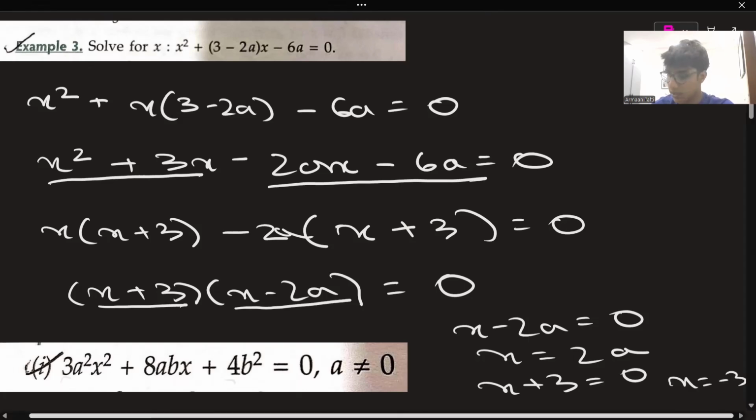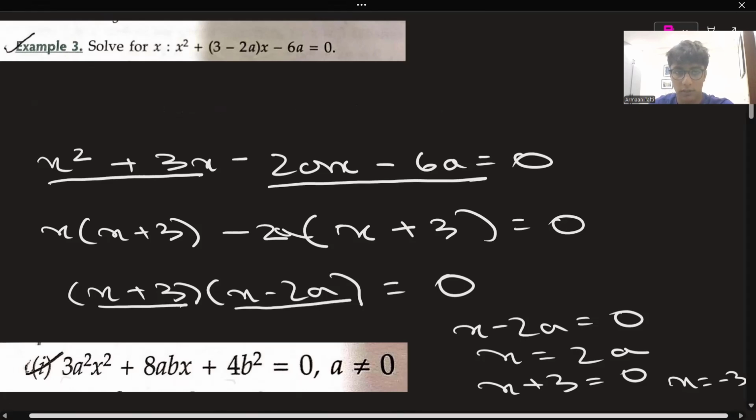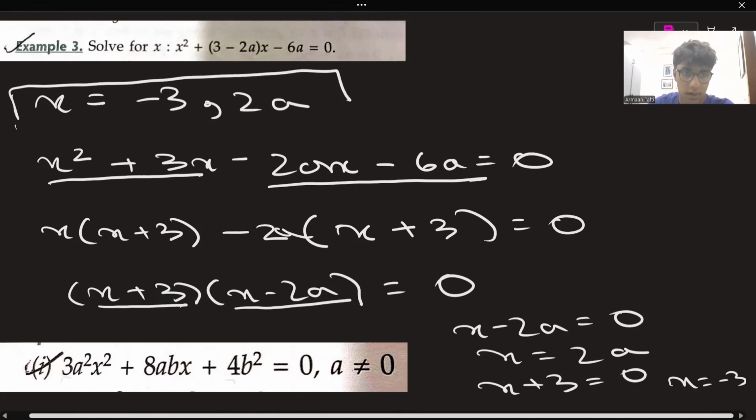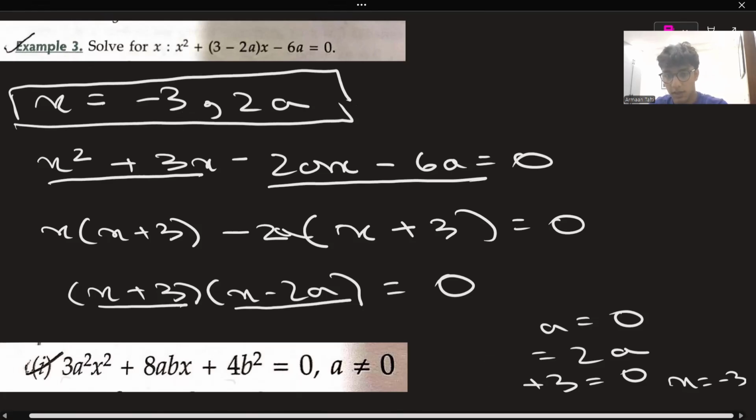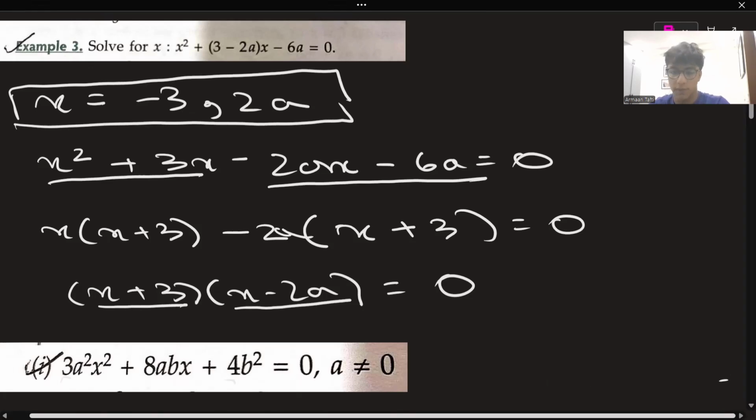So now let's just write that down on the top somewhere. So if I just delete this portion once, I can simply say that either my x is equal to minus 3 or my x is equal to 2a, which is our final answer. Let's erase this part as well. Okay, right. Now let's move on to the next question.